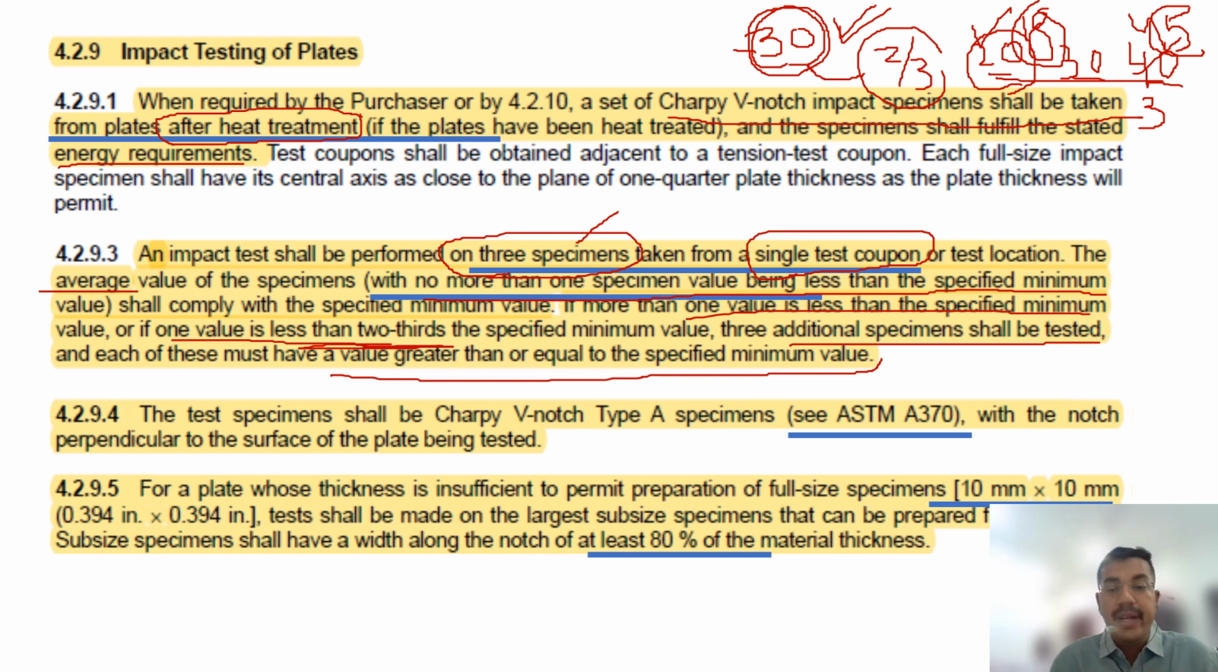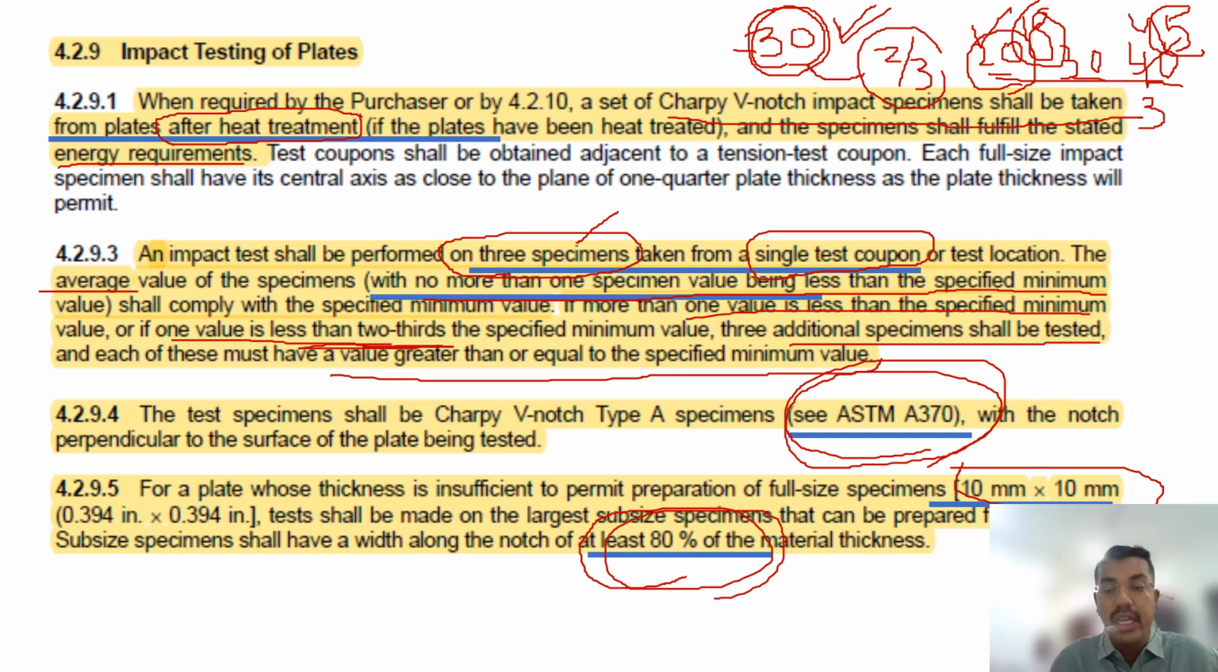So the CHRP impact test is done as per ASTM 370, that you have to remember, this is important. The sample is usually 10 mm by 10 mm, and sometimes if 10 mm is not available, 80% of the material thickness it should cover. Okay, if in any case a 10 mm by 10 mm sample is not possible.